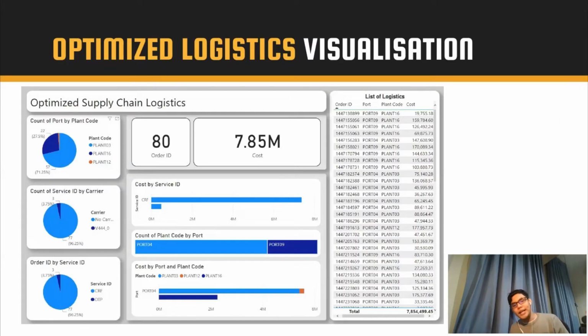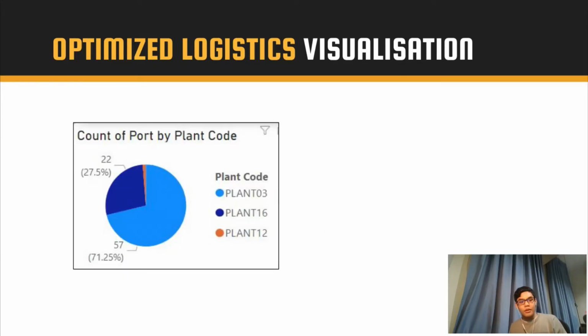And also, after obtaining the optimized supply chain logistics, the data will then be turned into a dashboard such as this one. And well, yeah, I'll be touching on a few for storytelling. Like the first one would be this pie chart for count of POD by plant code. The pie chart shows that the optimized logistics stems from 3 distinct plants, and it is observable that plant 03 is the most preferred alternative to go through as it dominates around 71.25% of the whole optimized supply chain logistics, whereas plant 12 holds the smallest fraction of logistics count.